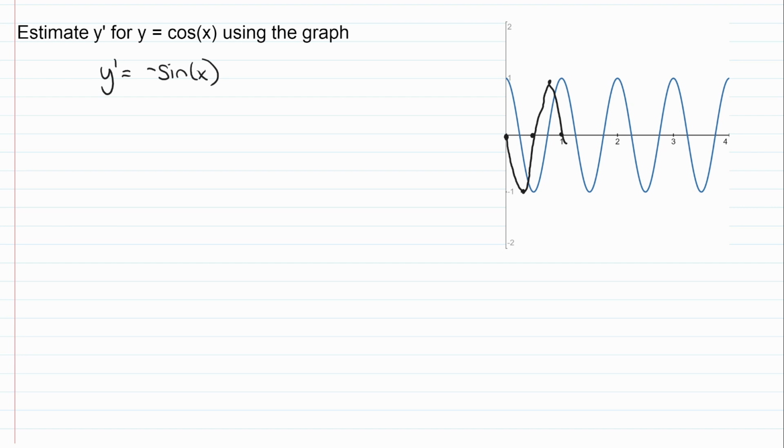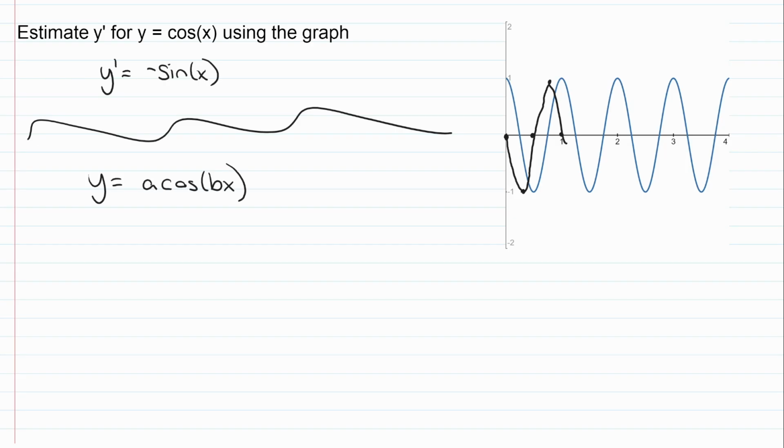And again, for a generic example, if we have y equal to a times cosine of bx, where a and b are any numbers or any constants, we'll see that y prime is going to be kind of the same, but it's going to be negative a times b times sine of bx.